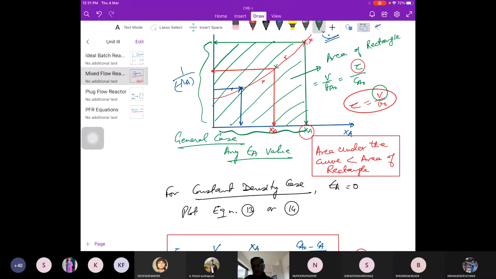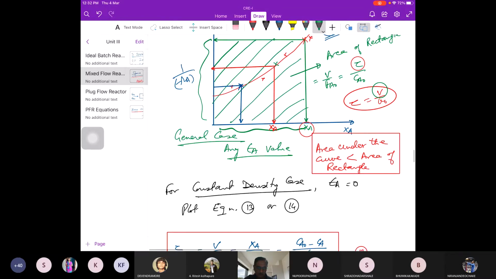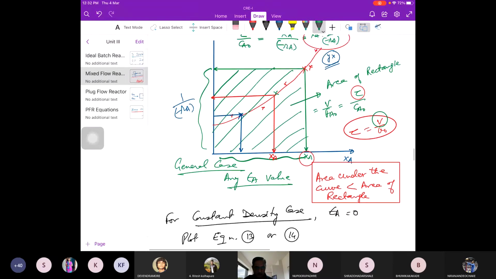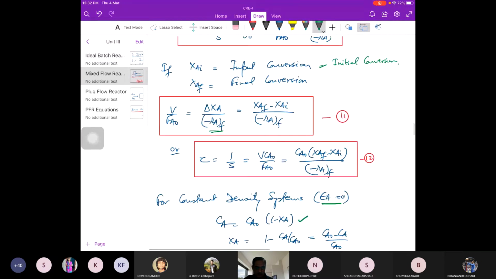Sir, for the same conversion, more volume will be needed, right? Yes. We'll see that comparison later, we will derive it also. But I'm just trying to explain to you graphically why it is more. Okay? Is this clear? The difference between batch reactor and mixed flow reactor or CSTR, and why this is more?